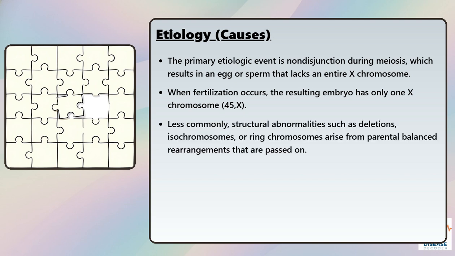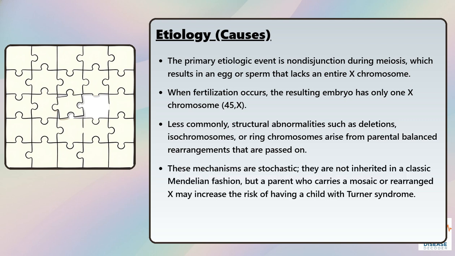Less commonly, structural abnormalities such as deletions, isochromosomes, or ring chromosomes arise from parental balanced rearrangements that are passed on. These mechanisms are stochastic. They are not inherited in a classic Mendelian fashion, but a parent who carries a mosaic or rearranged X may increase the risk of having a child with Turner syndrome.